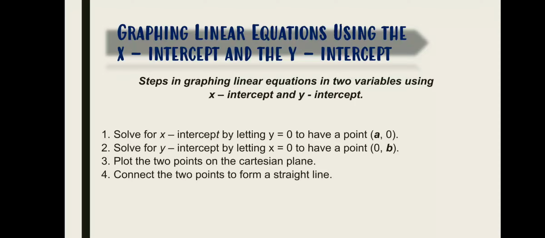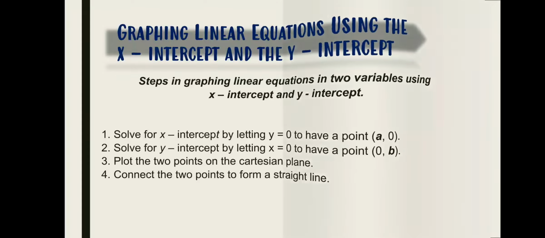Step 1. Solve for x-intercept by letting y equal 0 to have a point A, 0. Step 2. Solve for y-intercept by letting x equal 0 to have a point 0, B. Step 3. Plot the 2 points on the Cartesian plane. And step 4. Connect the 2 points to form a straight line.